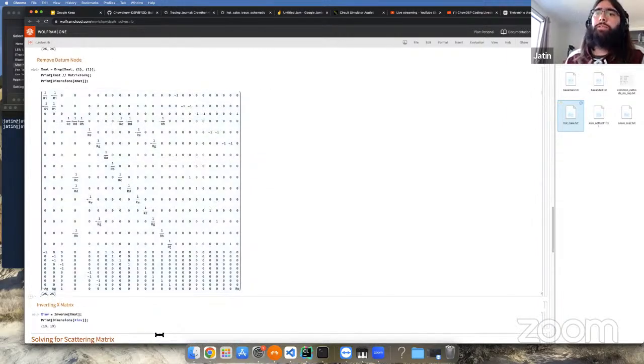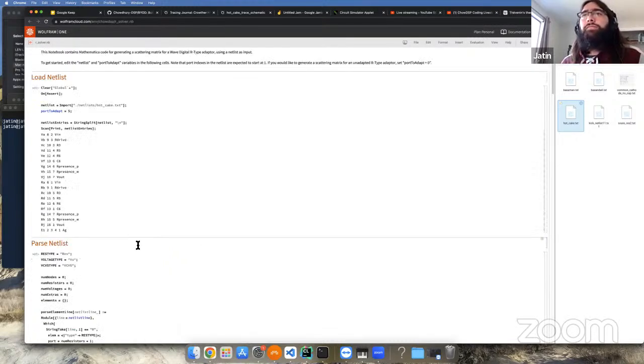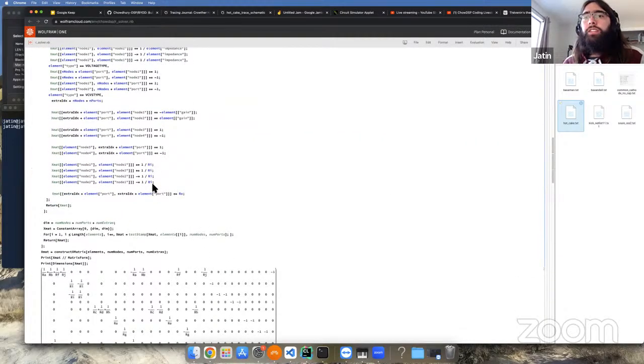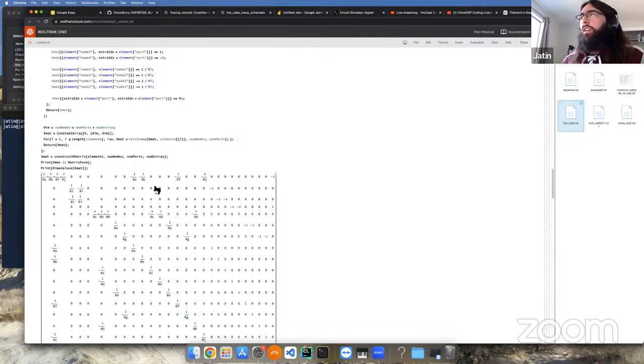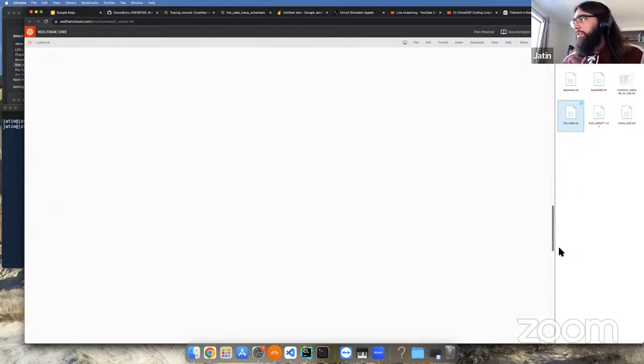This is a 25 by 25 matrix, which is a bit of a large one. So let's see how long it takes for Mathematica to invert that matrix. Oh, actually, I should have fixed this before, but it's okay. I can do it later, I think. Yeah, so I have a parameter here for which port we're going to adapt. In this case, we don't want to adapt a port.